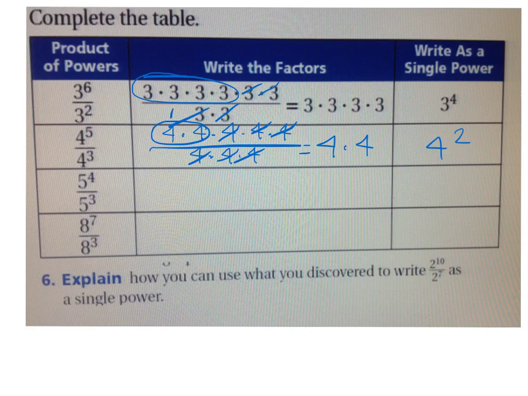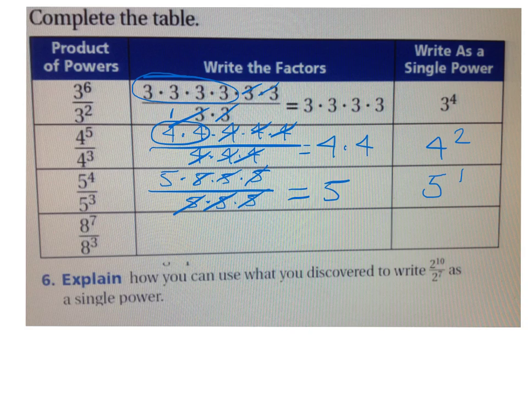Alrighty, we'll do another one. 5 to the 4th, 5 times 5 times 5 times 5. That's being divided by 5 cubed, which is 5 times 5 times 5. We can cancel out some factors of 5, and we're left with 5. And if we want to write that as a power with an exponent, that's 5 to the 1st.